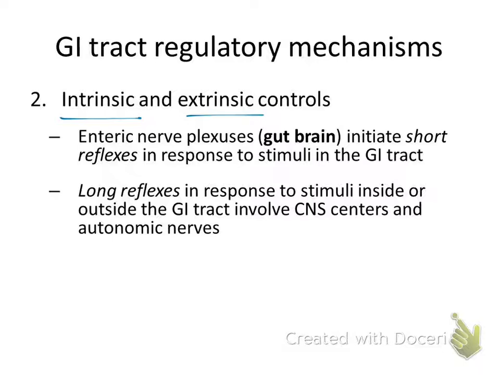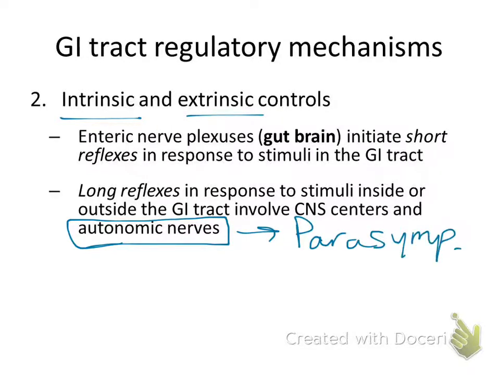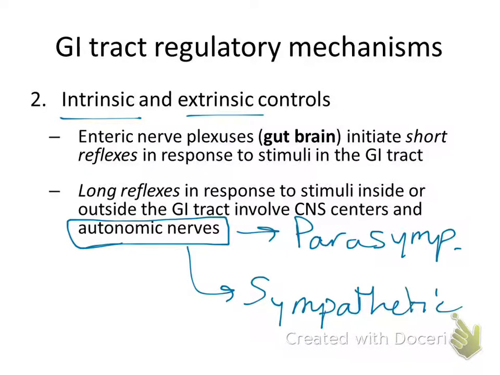So notice I'm highlighting autonomic nerves here with the extrinsic controls. What were the two ends of the autonomic nervous system again? We have parasympathetic and sympathetic. Good. In our previous systems, like the cardiovascular system and the respiratory system, what did the sympathetic nervous system do? Yeah, it increased activity, right?